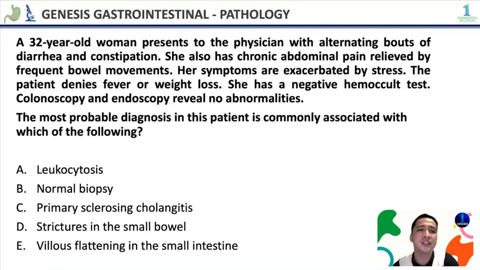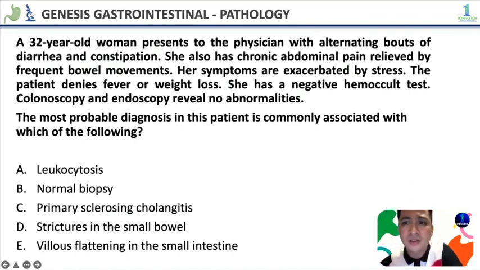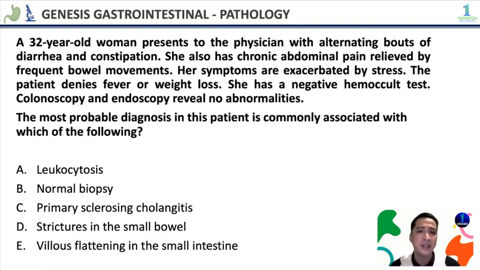Let's start with this question. A 32-year-old woman presents to the physician with alternating bowel movement, diarrhea, constipation. She also presents with chronic abdominal pain, relieved by frequent bowel movement, and exacerbated by stress. The patient denies fever or weight loss. She has a negative hemoccult test and colonoscopy and endoscopy show no abnormalities. These are the clues. The most probable diagnosis in this patient is commonly associated with which of the following?